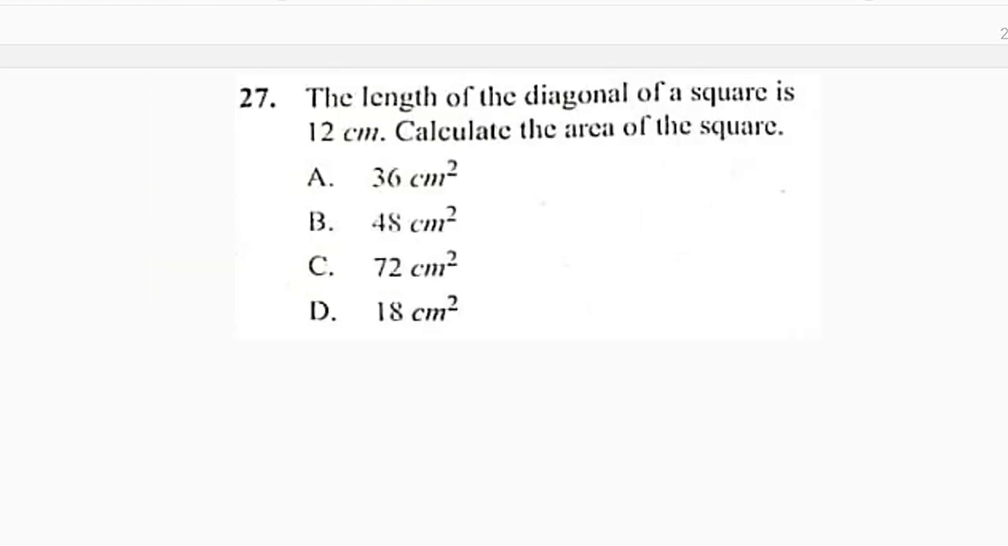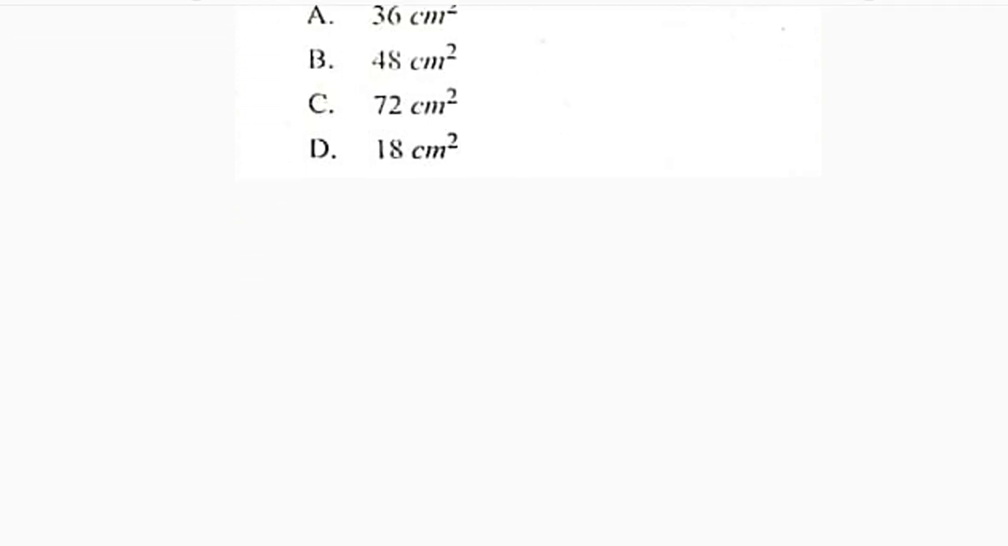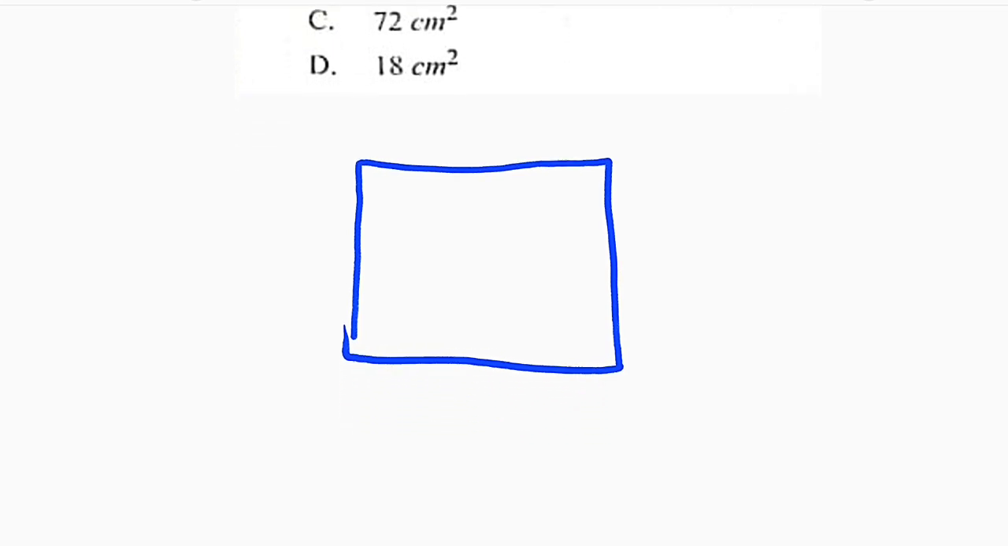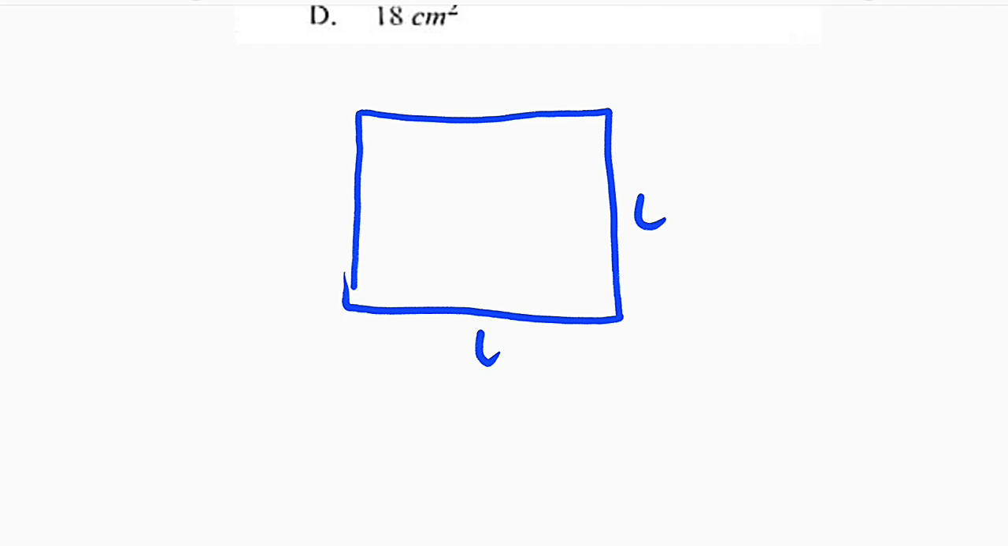All right, here is question number 27. The question reads, the length of the diagonal of a square is 12 cm. We're asked to calculate the area of the square. All right, you know a square has all its side lengths equal. So we have something like this. Roughly, let's assume this is a square. And because all the side lengths are equal, we can declare them with L. So this is L, this is L. And how do we find the area of a square? The area A is equal to what? L squared. This is just the area.